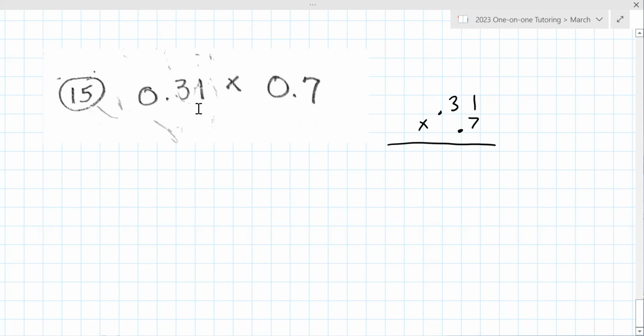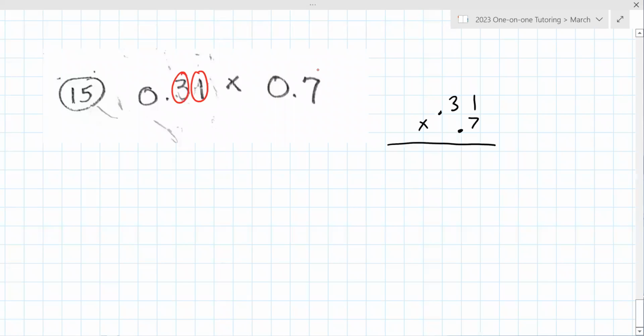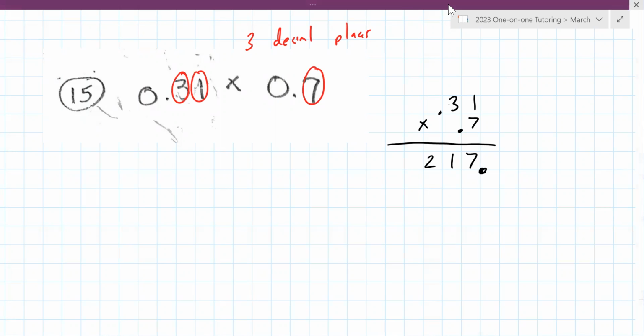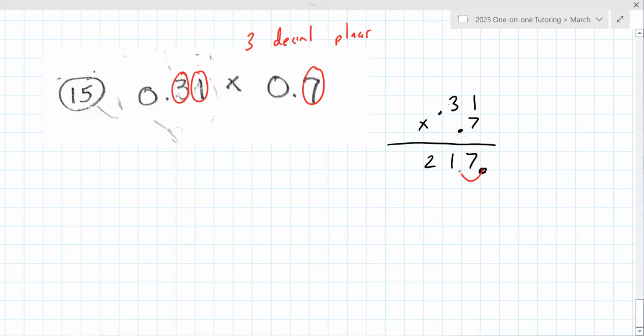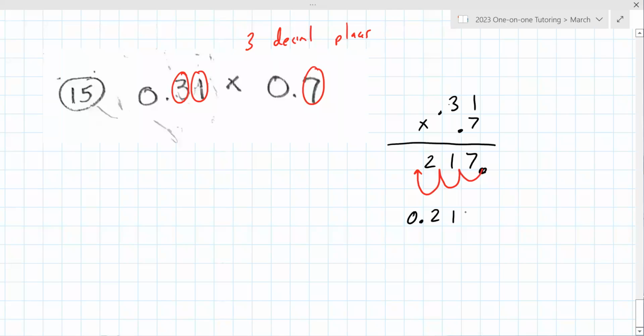The main thing here is that you have to actually count how many decimal places you have. You have 3 decimal places. So you're going to move your answer over 3 times. If that's not clear, we'll do that here. 7 times 31 is 217, and that's where you write your number, and you've got to know to move it over 3 times. 1, 2, 3. So your answer is 0.217.